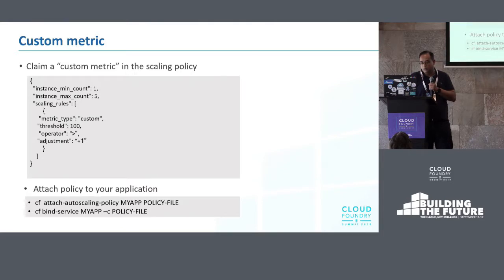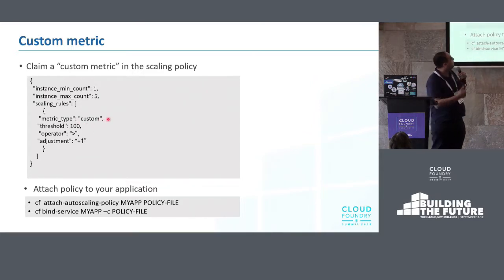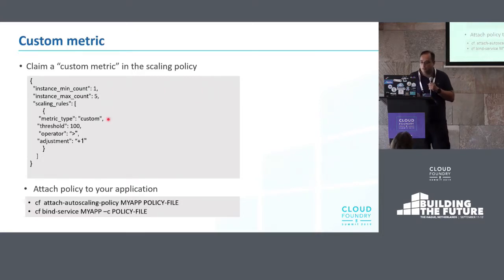let's have a little laser pointer here. Here in the custom part, we just define a metric type. This time it's called custom. That is not one of the standard metrics. Normally there would be CPU or throughput or something like that from the standard metric types. But in this case, you just write a new string in, and that's the custom metric.